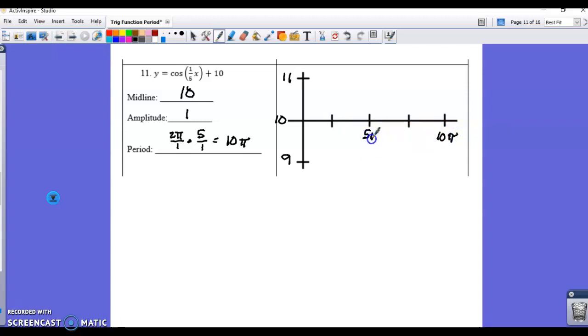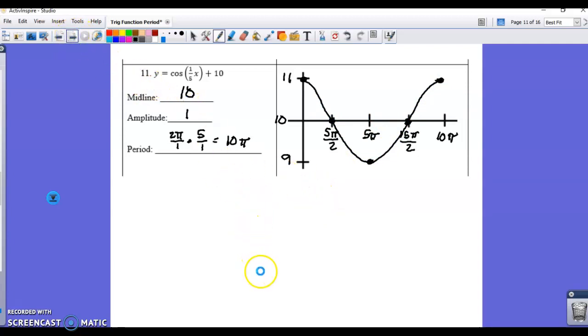Half of 10 pi is 5 pi. Half of 5 pi, since you can't take half of 5 without a decimal, just put it over 2. So now you count by fives. 5 over 2, 10 over 2, 15 pi over 2. It's a cosine positive, so it's going to start up here at the maximum, to the midline, minimum, midline, maximum, and there we go. All right.